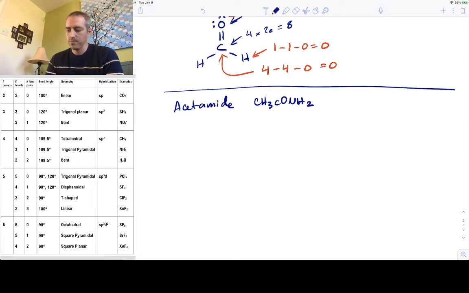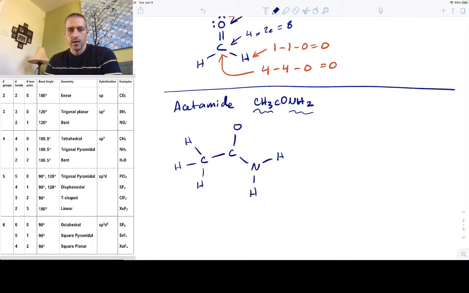I'll let you know. So in this particular molecule, we have a carbon bonded to a hydrogen, hydrogen, hydrogen. That's the CH3 part. It's connected to a carbon. That carbon is connected to an oxygen and a nitrogen. And the nitrogen has 2 hydrogens coming from it as well.